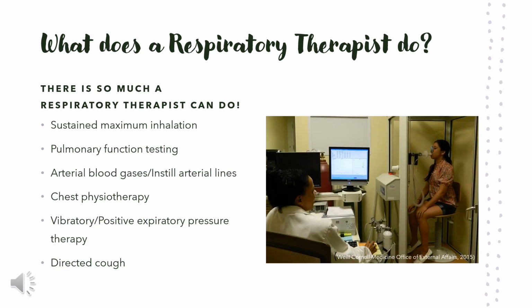Other things we can do for our patient include, as seen in this picture, pulmonary function testing, where we can see the lung function of a patient and determine a treatment plan from there. We can get blood samples called arterial blood gases. We can help with chest physiotherapy to help a patient bring up phlegm, which is technically called sputum in the respiratory field.